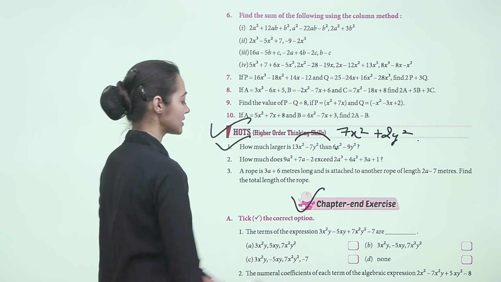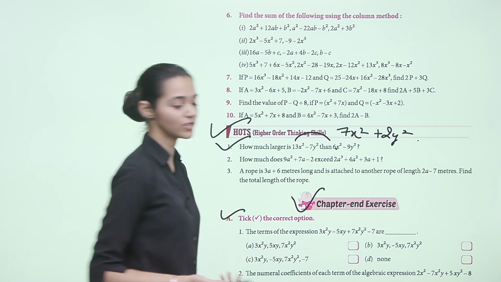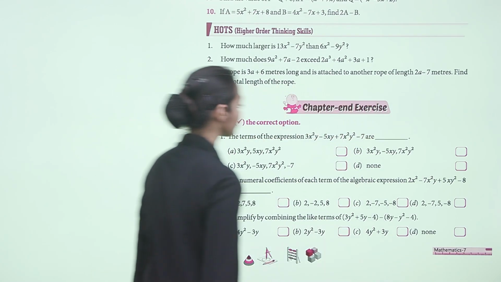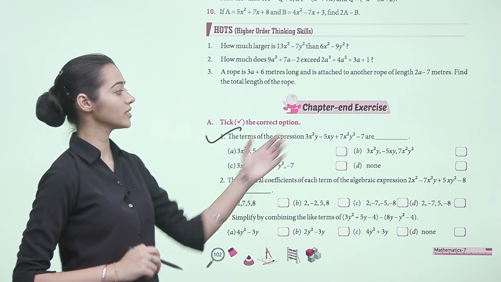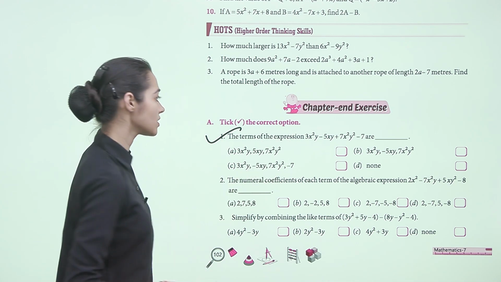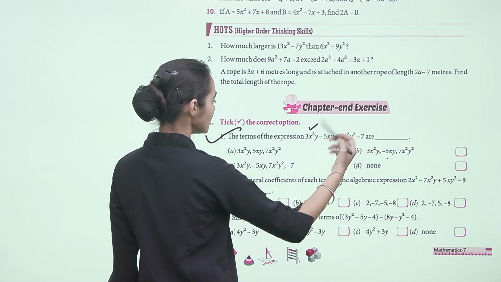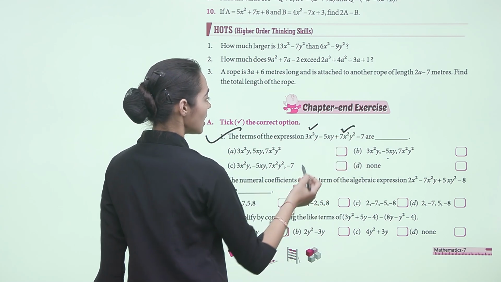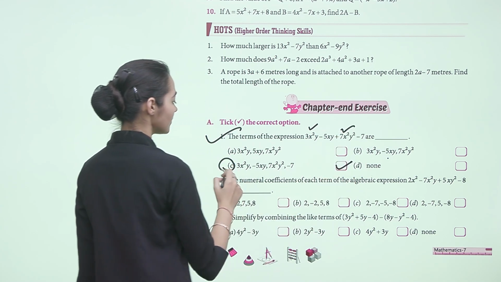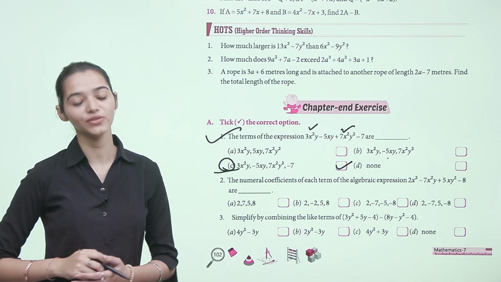Next is our chapter end exercise. Here we have to take the correct option. In the first one, the terms of the expressions are 3x square, minus 5xy, 7x square y square, and minus 7. So C option is our correct answer. That's how you can solve the remaining ones.